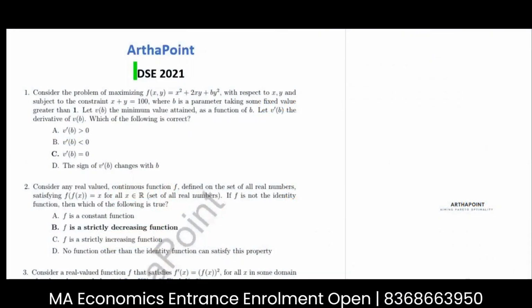This is DSE 2021, question number 1. Let's see what the question is saying. Consider the problem of maximizing the function with respect to x, y, and it is subject to a constraint. Now please see this. You're given a function.